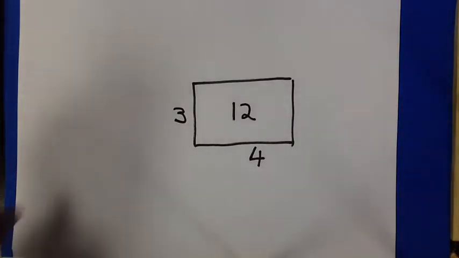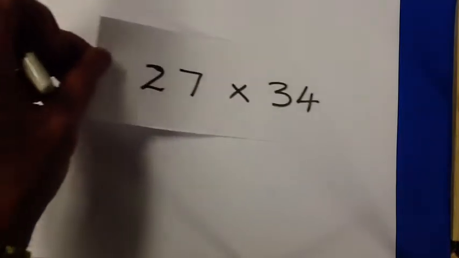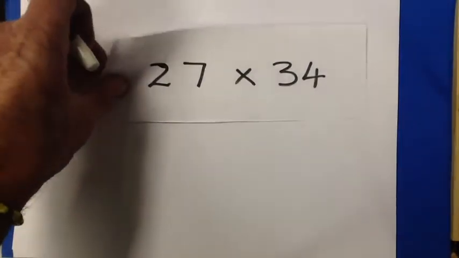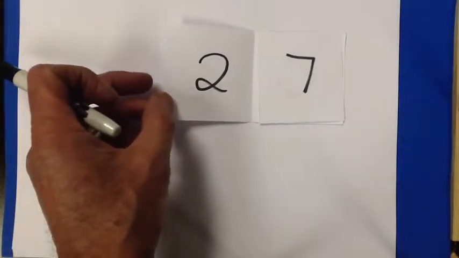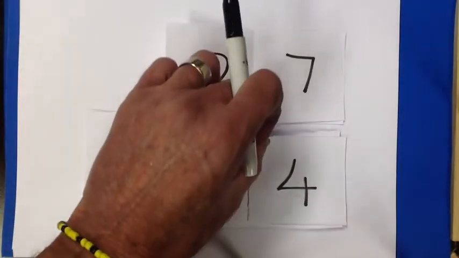Right, so now what I'm going to do is take a more complicated multiplication. So let's try something like 27 times 34, or 27 multiplied by 34. So let's chunk these numbers. So let's just remember, let me get that out of the way. 27 multiplied by 34. There we go.